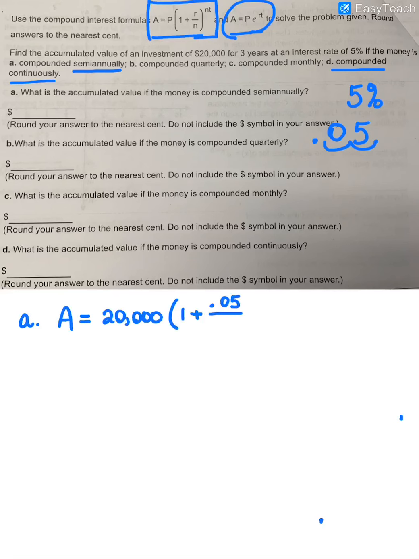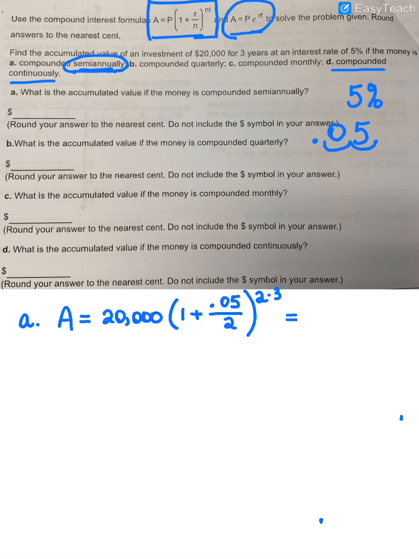Now we divide it by the variable n. N represents how many times in a year the interest is compounded. So if they're saying semi-annually, your n would be 2. So n is 2, close parentheses. We raise it to the power of 2, and then that is multiplied by the number of years, and they told me that would be 3 years.